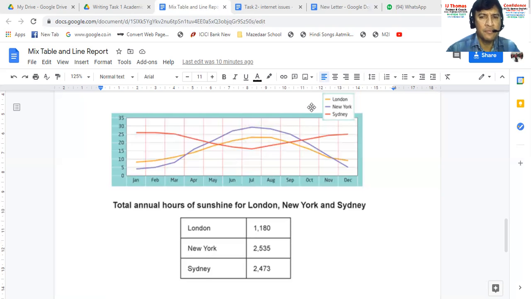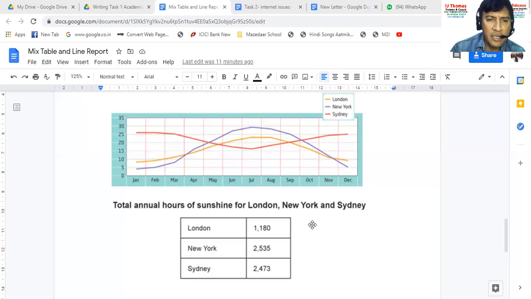This is how you're doing overall. Also observed is which city gets the most sunshine, from the tabular chart. Also observed is that New York has the highest number of sunshine hours amongst the three cities.